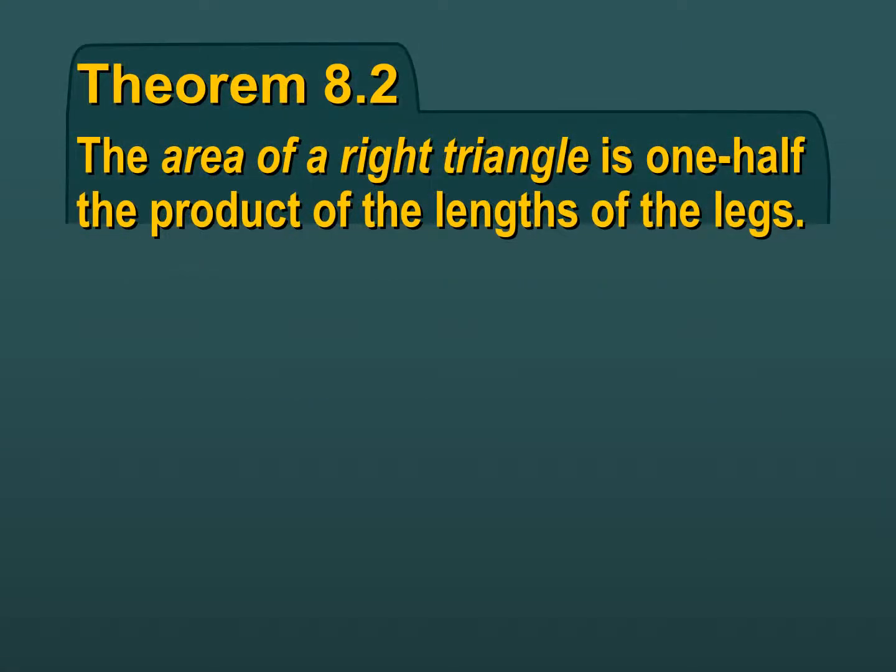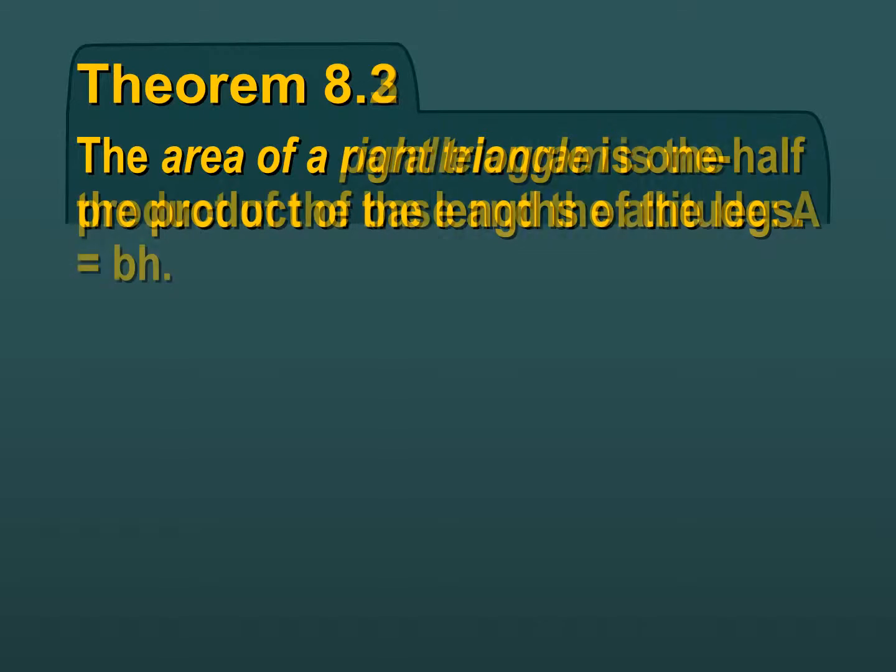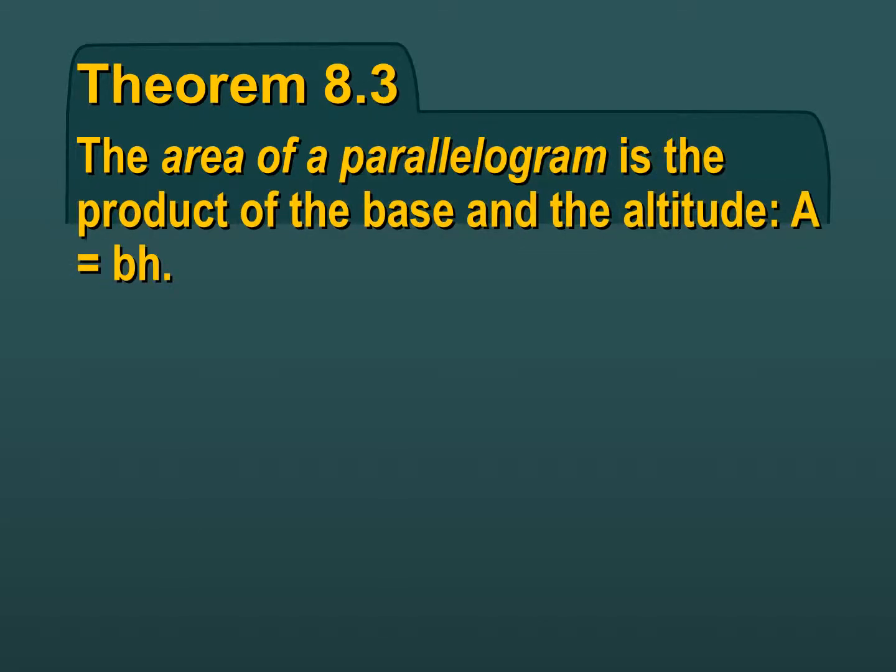Okay, so we'll begin with the area of a right triangle. It's 1/2 the product of the lengths of the legs. So 1/2 the product of the lengths of the legs. Or 1/2 base times height is what you've also heard. And then our next theorem says that the area of a parallelogram is just area equals base times height. So the area of a parallelogram is the same as the area of a rectangle. It's just base times height.